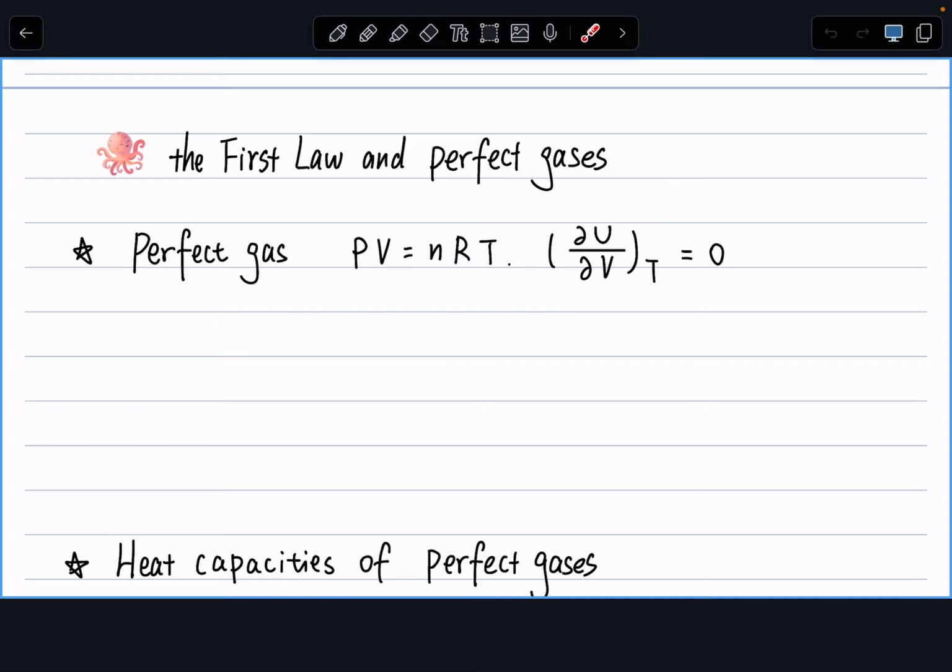Now for ideal gas or perfect gases, the equation of state is PV equals nRT, and we know for perfect gases, the change of internal energy with respect to volume at constant temperature equals 0. Or the other way to put it is that for perfect gases, our internal energy, U, is only a function of temperature.